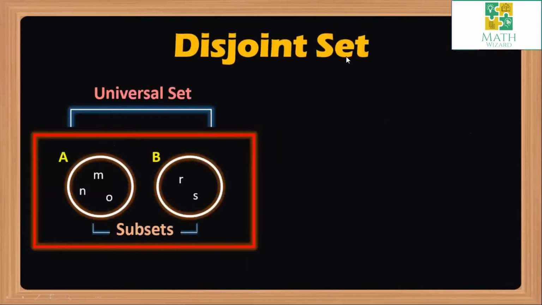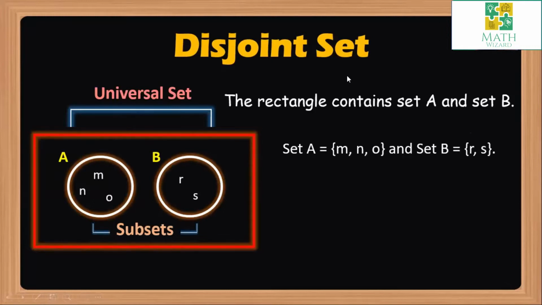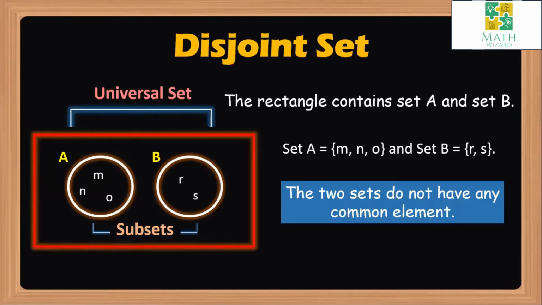The first one is the disjoint. What do we mean by the disjoint set? When we talk about disjoint set, it means the rectangle contains set A and set B. Ayan. Ibig sabihin, the two sets do not have a common element. Wala silang common element. Okay?